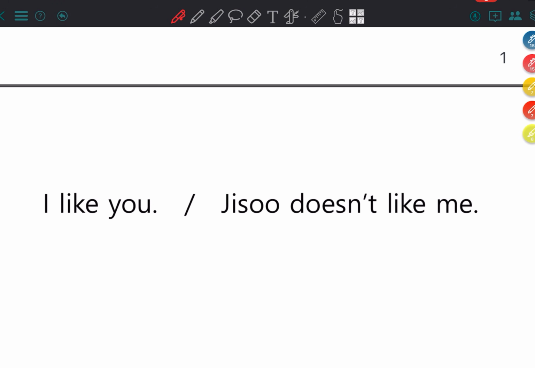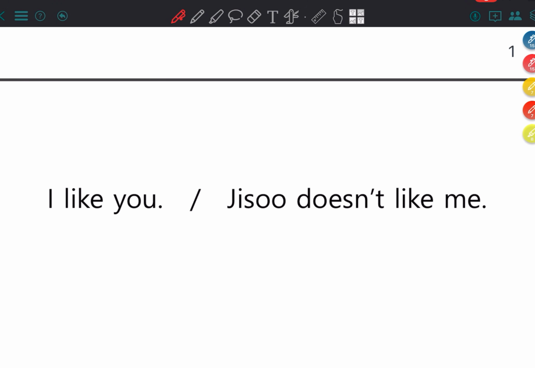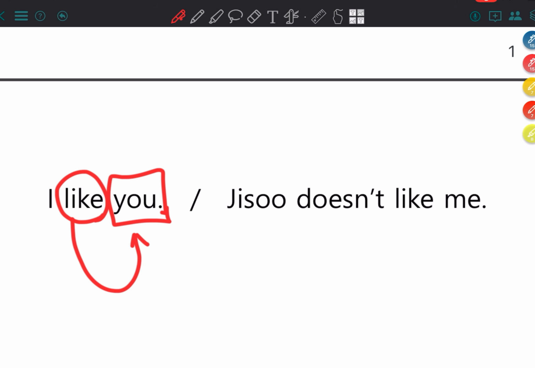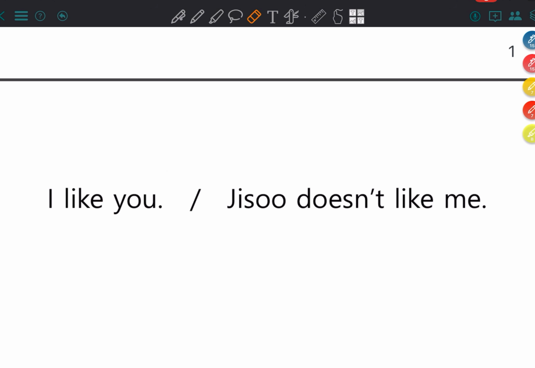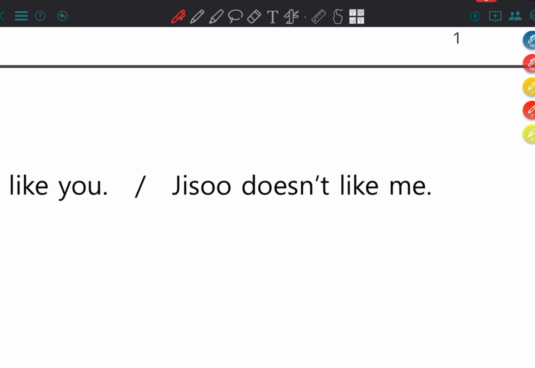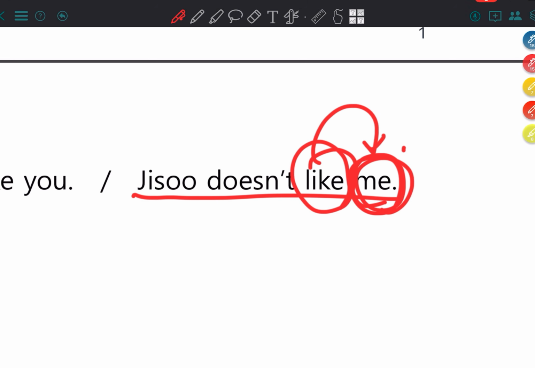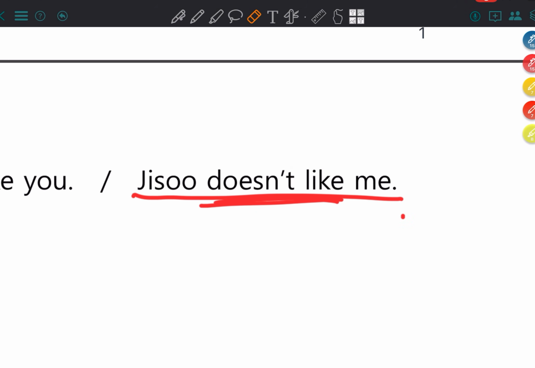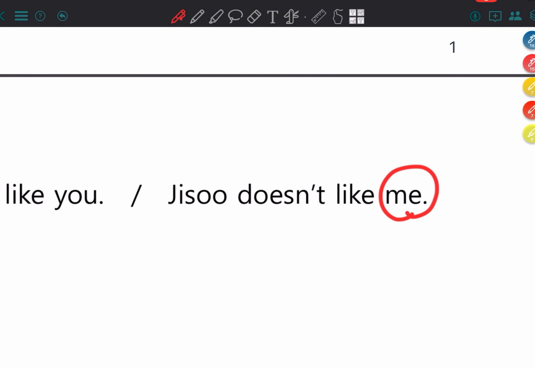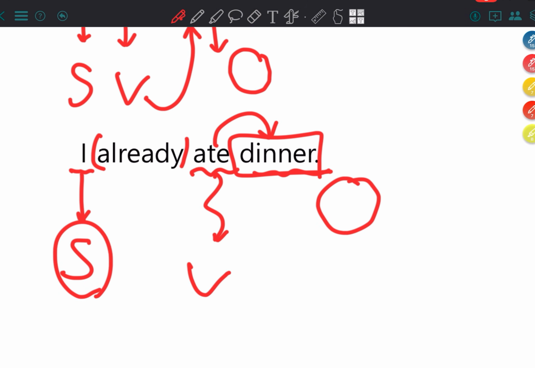And in this sentence, I like you. You is the person that is directly affected by the verb like, right? You is the person that is being liked by the subject, I. So you is the object here. And Jisoo doesn't like me in this sentence as well. Me is the person who is being liked. The verb like is directly done onto me, right? So me is the object here. So those are what an object is in a sentence.